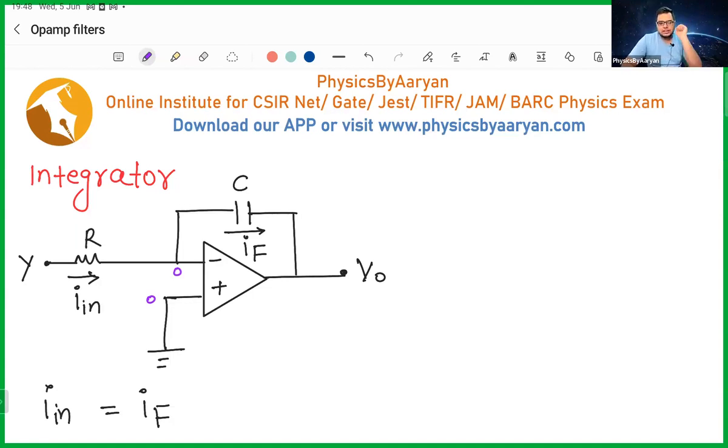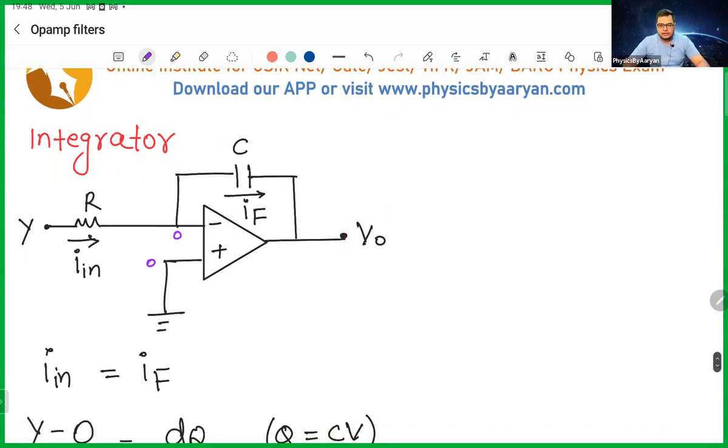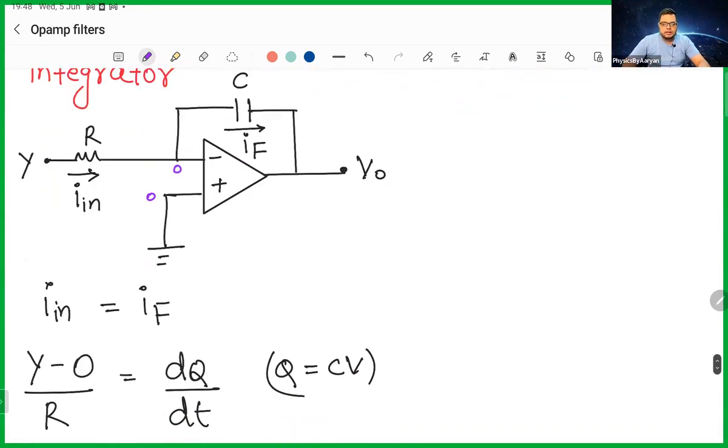So what is an integrator? You have the non-inverting terminal grounded, you have this input signal Vin, you have this resistor, and you have this capacitor C. Input current is coming in, output current is going out, and there is a feedback current. This circuit will behave like an integrator. I will not go into the mathematics of it because I have already discussed it, but if you ever see a circuit like this, you should know that this is an integrator circuit.